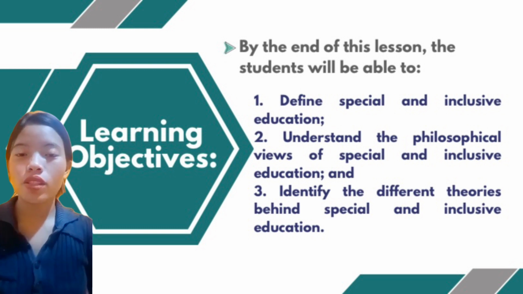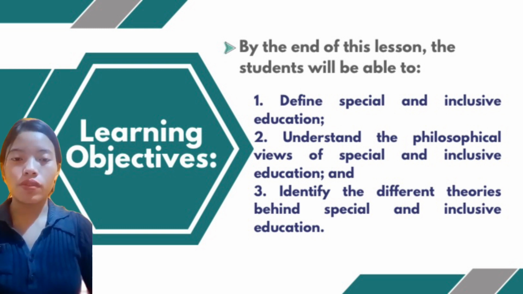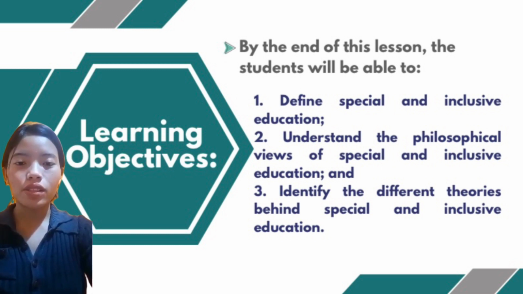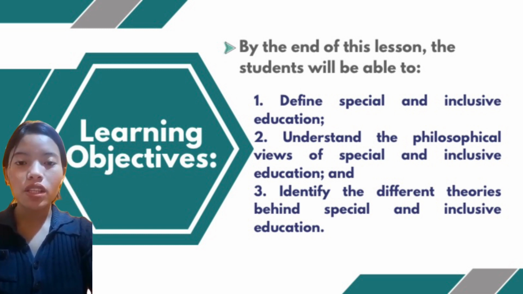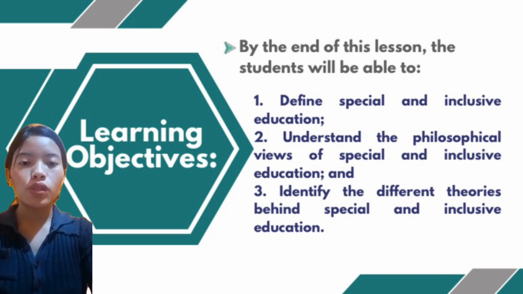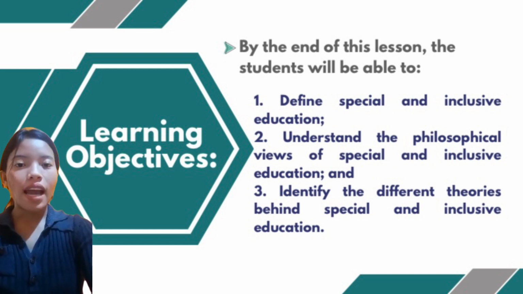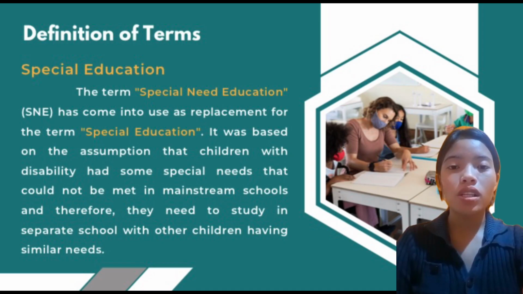Before we proceed to our main discussion, let me first discuss to you our learning objectives. By the end of this lesson, the students will be able to: number 1, define special and inclusive education; number 2, understand the philosophical views of special and inclusive education; and number 3, identify the different theories behind special and inclusive education.